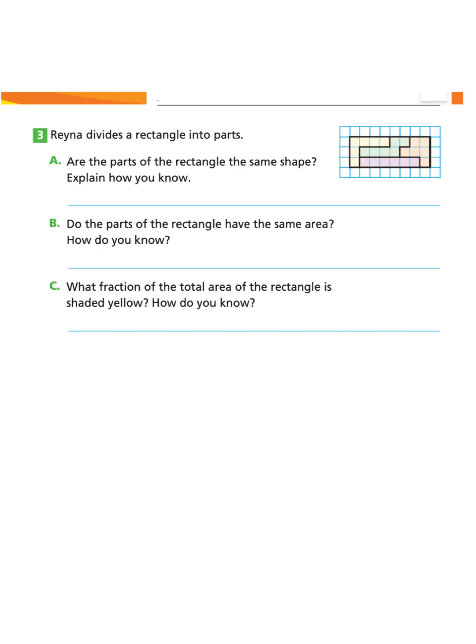Let's turn to the next page, page 387. We will look at part 3. Raina divides a rectangle into parts. A. Are the parts of the rectangle the same shape? Explain how you know. When we look at this, we see yellow, green, orange, and pink. We can see right away that they are not all the same shape.